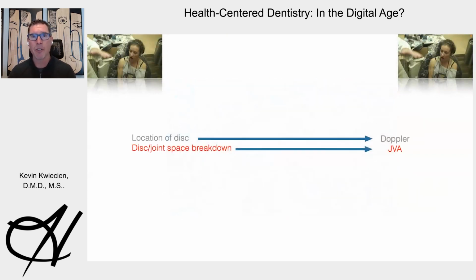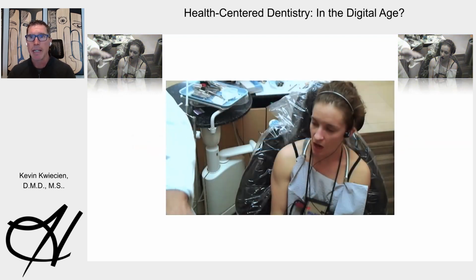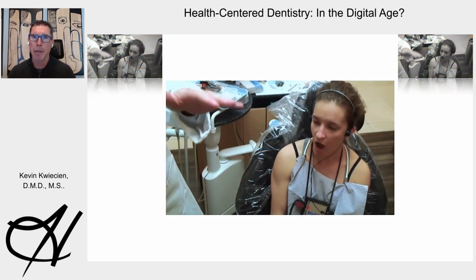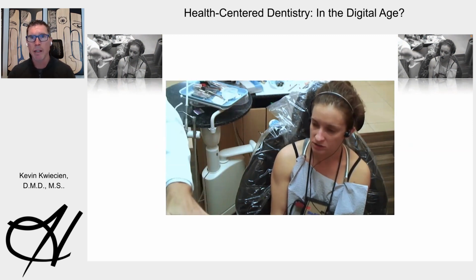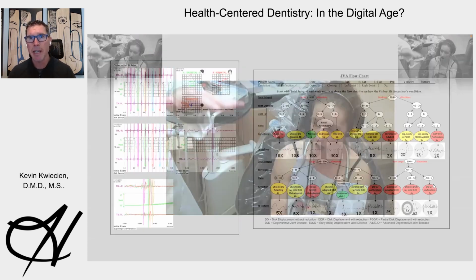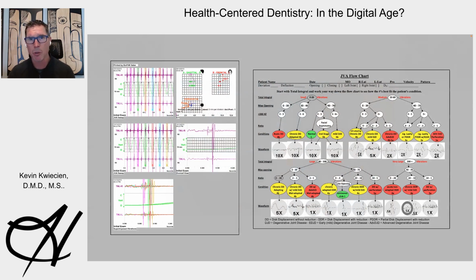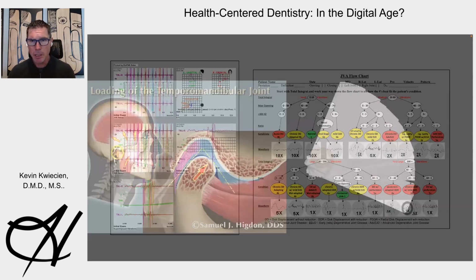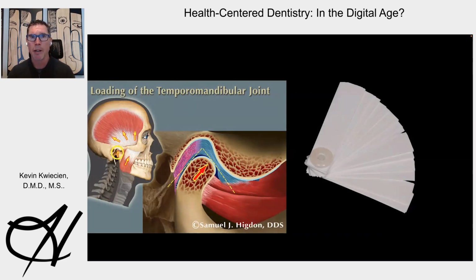As far as an understanding of the disc and the joint space and where it's breaking down, we can certainly use a joint vibration analysis, or JVA. And this also gives us a better understanding of what's going on underneath the skin. It's a best guess. And we have a report that tells us, do we think we have active breakdown going down, or a history of, and what part of the joint? So that helps us better understand what might be going on underneath the skin.